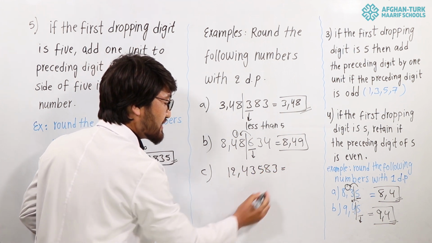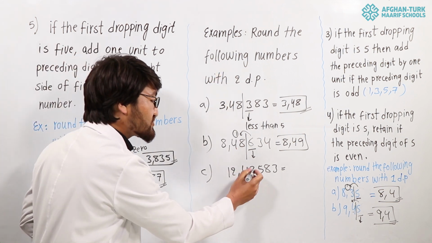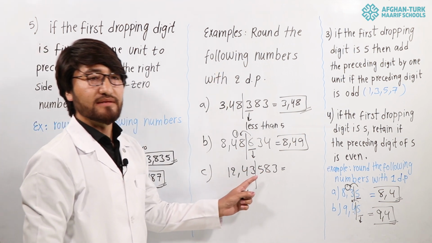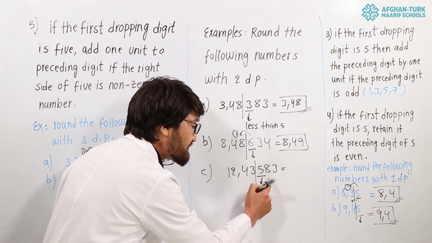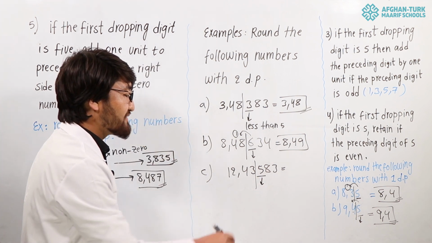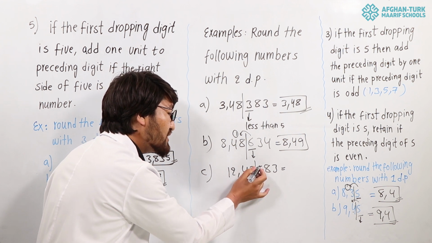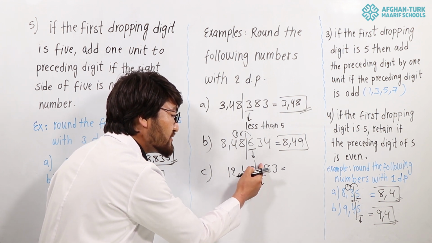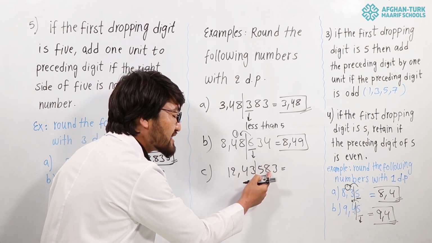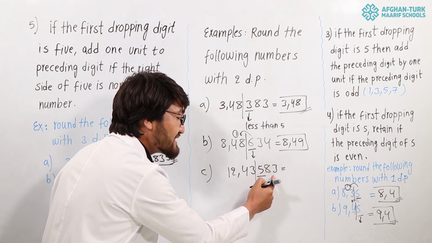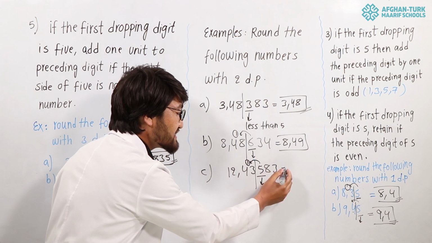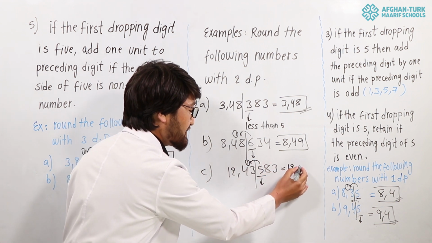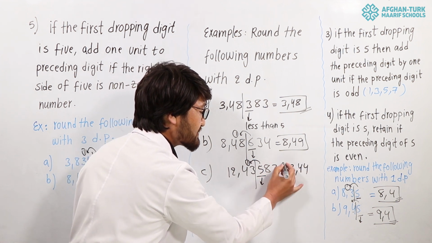Let's come to another example I will do for you. 12.56. Okay. The question says to remain 2 decimal places: 1, 2. Okay, we look at the first dropping digit. The first dropping digit is 5. We look at what? You know that the right side of 5 is what? A non-zero number. Okay, we add 1. What's the answer? 12.44.